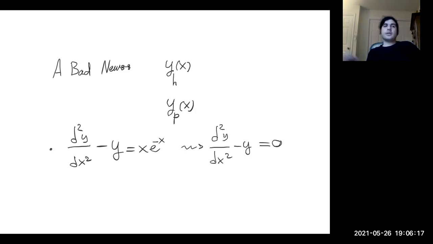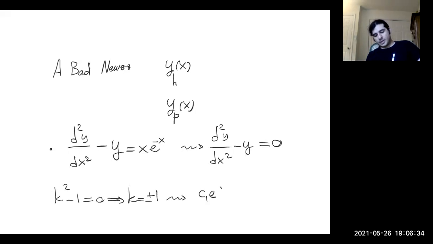And then I should solve that. Well, I should look at the characteristic polynomial: k squared minus 1 equals 0. Therefore, k is equal to plus or minus 1. And therefore, the solution to the homogeneous part is c1 e to the x plus c2 e to the minus x. That's great.